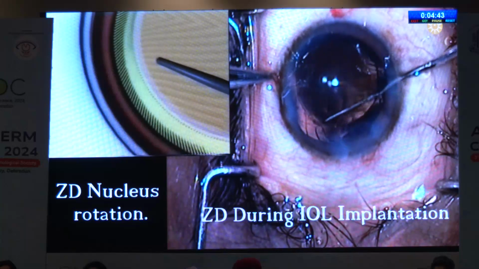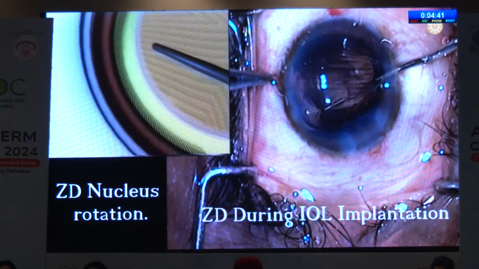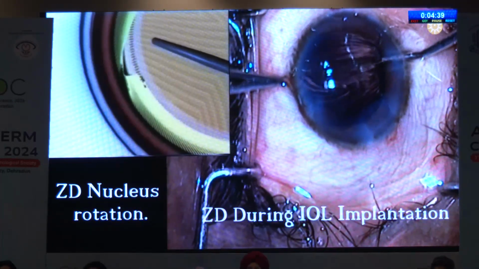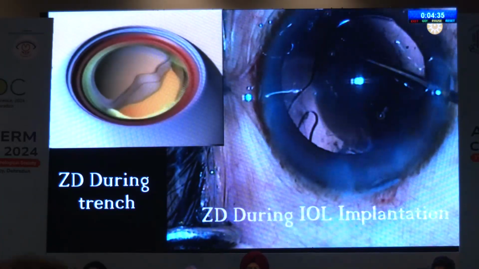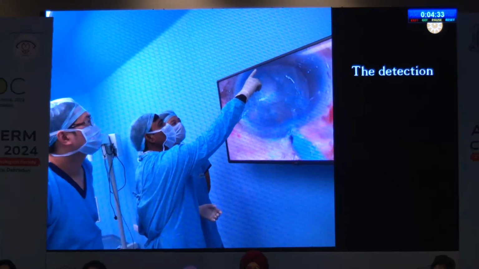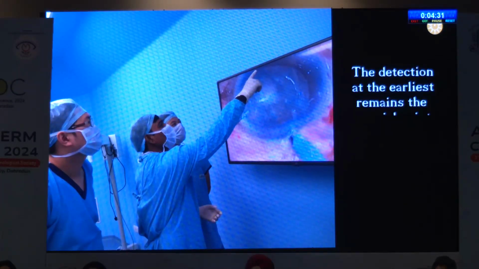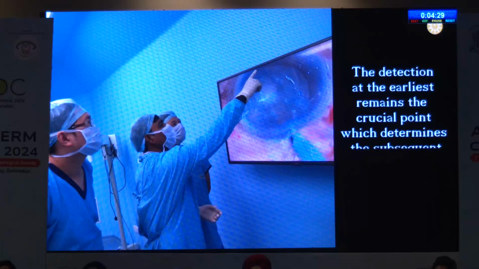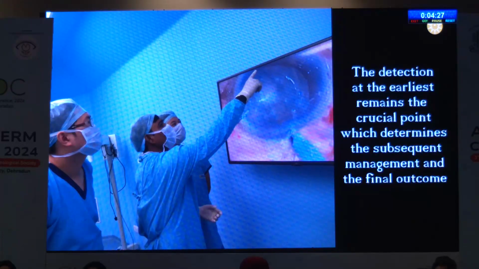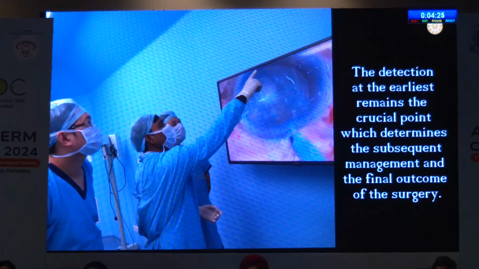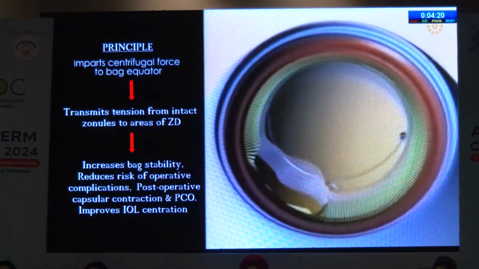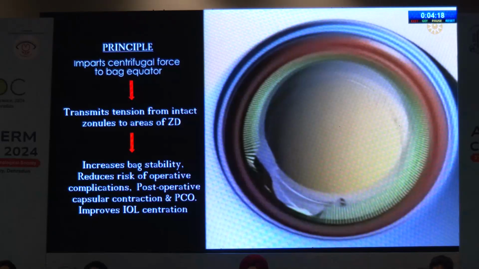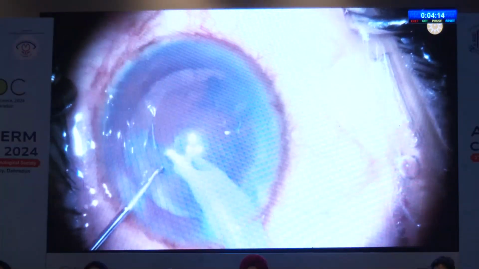Zonular compromise complicates every step of cataract surgery. Beginners face serious challenges in terms of safety and visual outcome. The detection of the zonular dialysis at the earliest remains the crucial point which determines the subsequent management and final outcome of the surgery. I am going to demonstrate how to manage various degrees of zonular dialysis with the use of CTR in a very simple two-Sinskey hook technique.